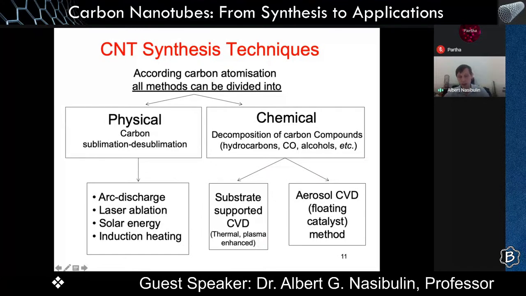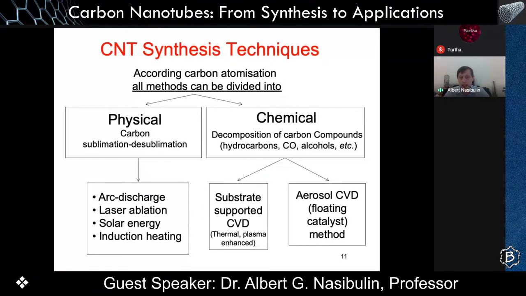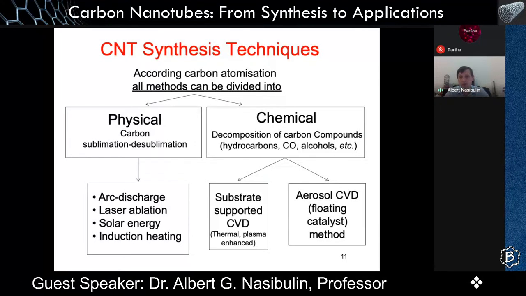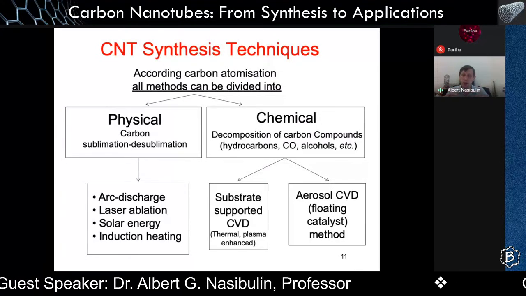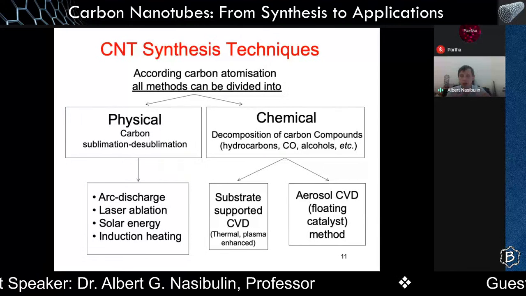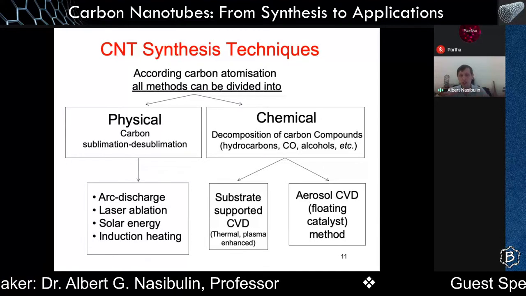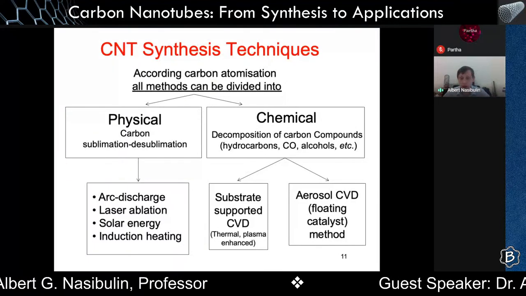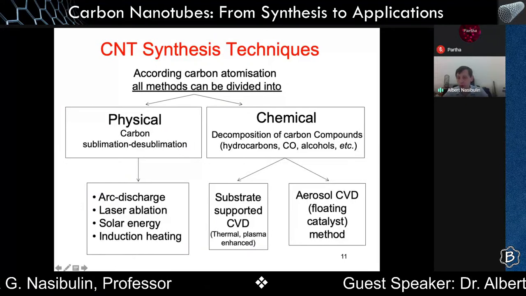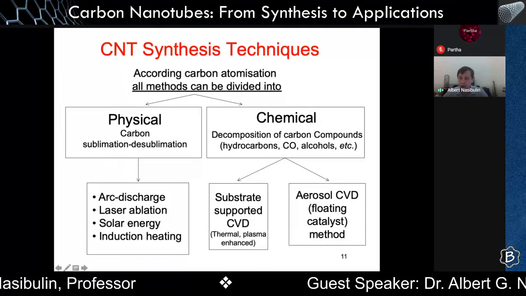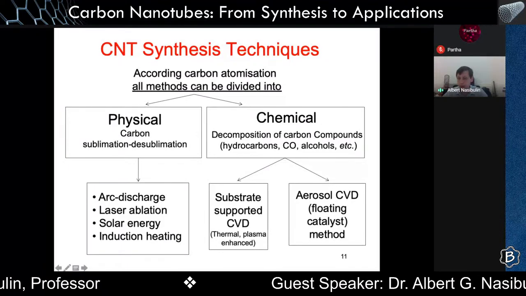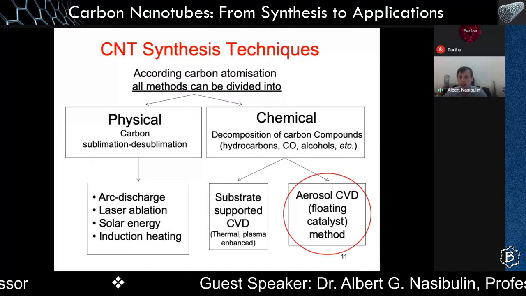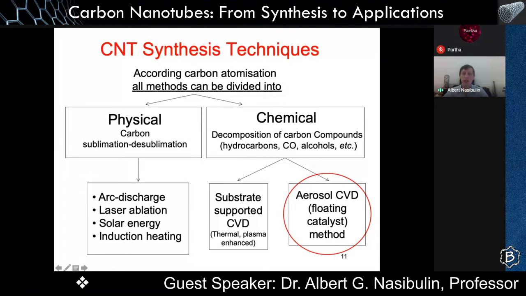The substrate method is based on taking an inert substrate, usually alumina or silica. On the surface of this material, you form catalyst particles, and you put it in the reactor, which is heated to about 800 to 1000 centigrade. You introduce a carbon source, and after 20 minutes, you take it away and enjoy your carbon nanotubes. The aerosol CVD, or floating catalyst method, which I would like to tell you about, is a little bit different. It is more complicated, but at the same time allows one to produce very high quality carbon nanotubes. And that's going to be the topic of our lecture today.